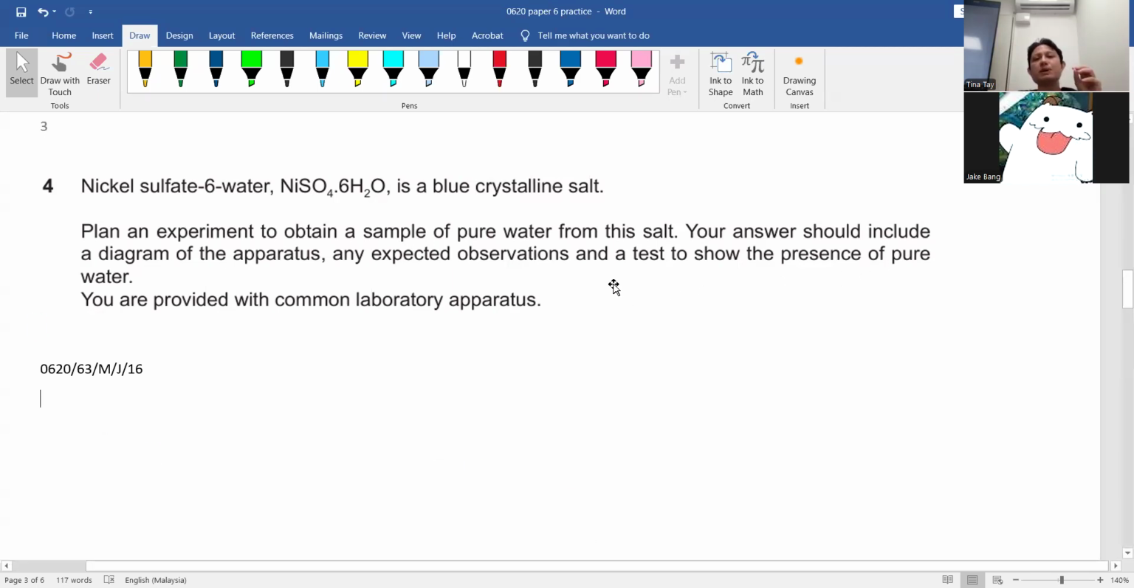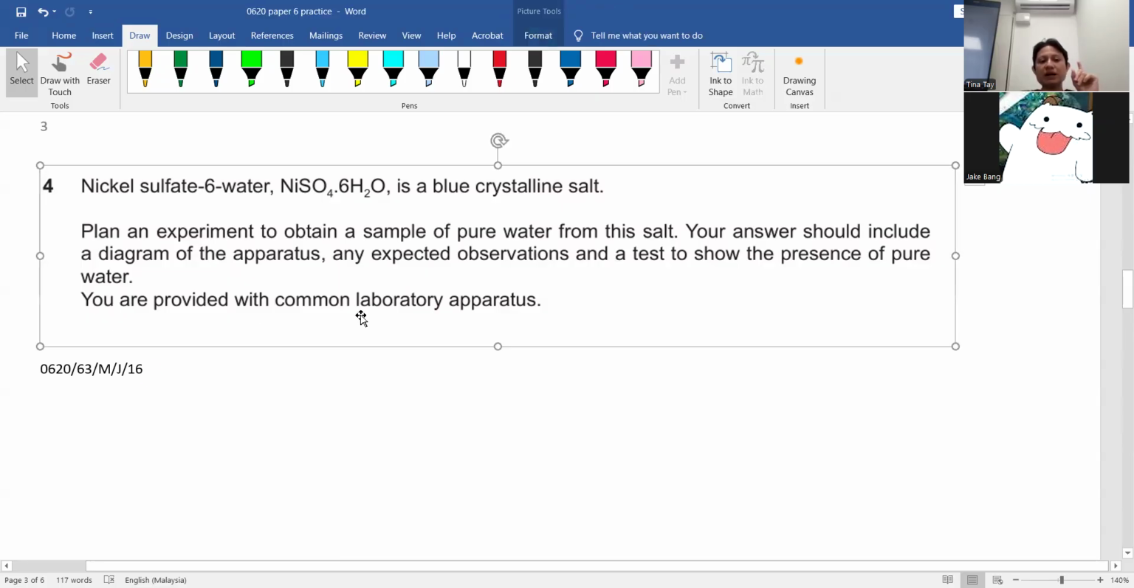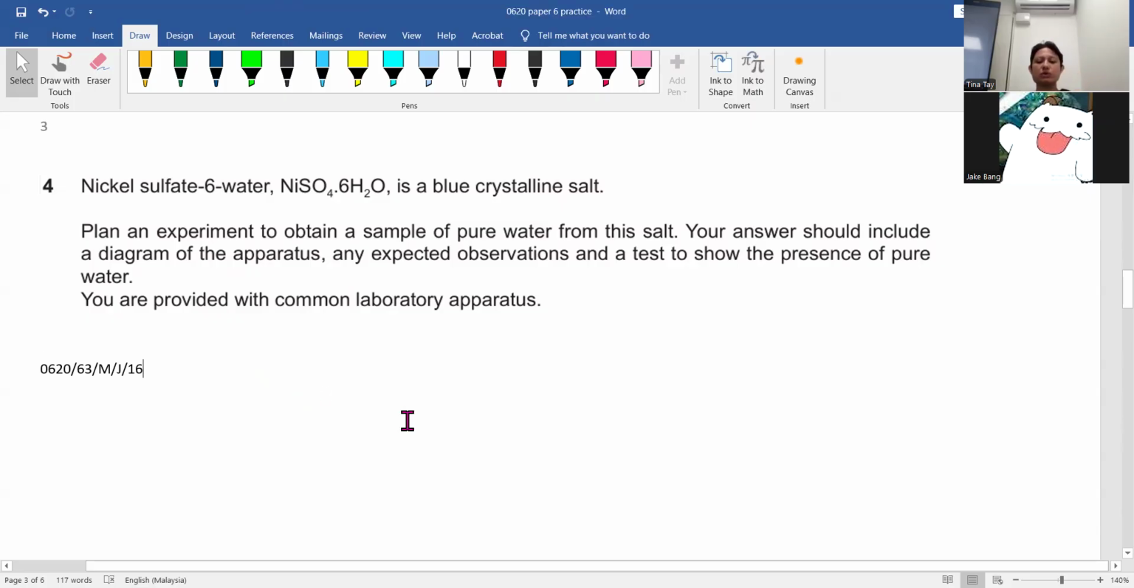How do you test the presence of pure water? You test the boiling point. Can you understand? You are provided with common laboratory apparatus. You must say what you're going to do. Okay, can? So your answer must include the word simple distillation. Can you understand? Okay.